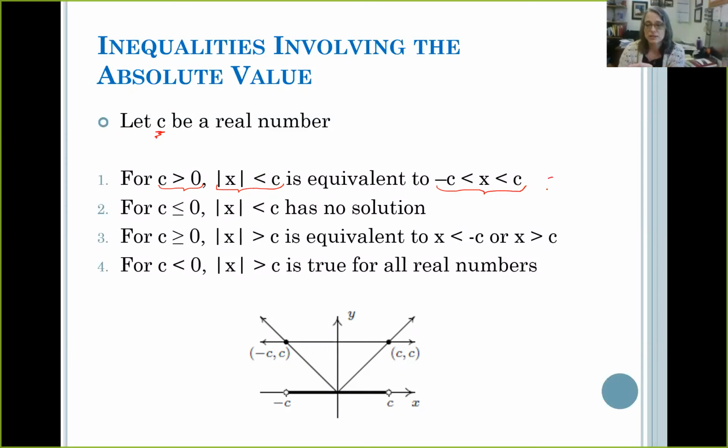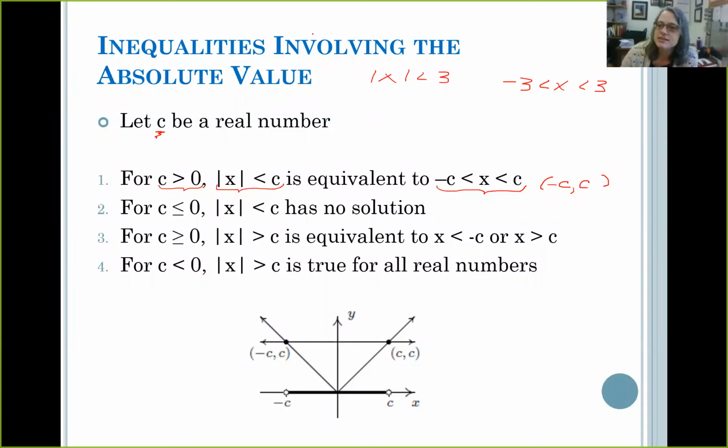Or the other way we could write that is in interval notation, right? So, for example, if I wrote absolute value of x is less than 3, that is exactly the same thing as saying I want all numbers within 3 units of 0. Okay? So that would be anything between -3 and 3. Yeah? Okay.